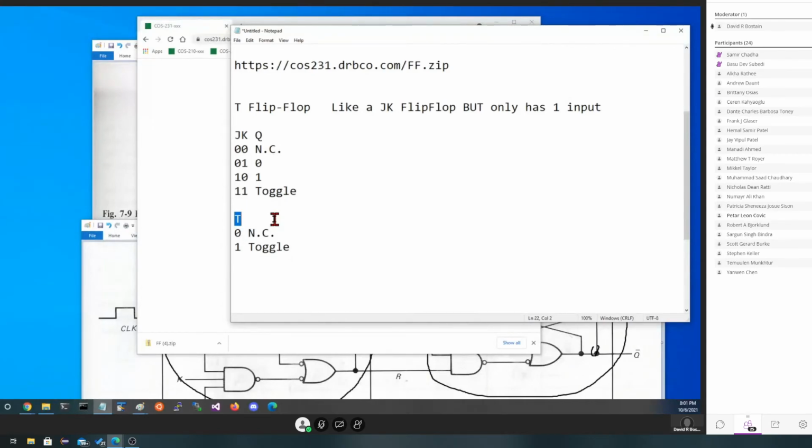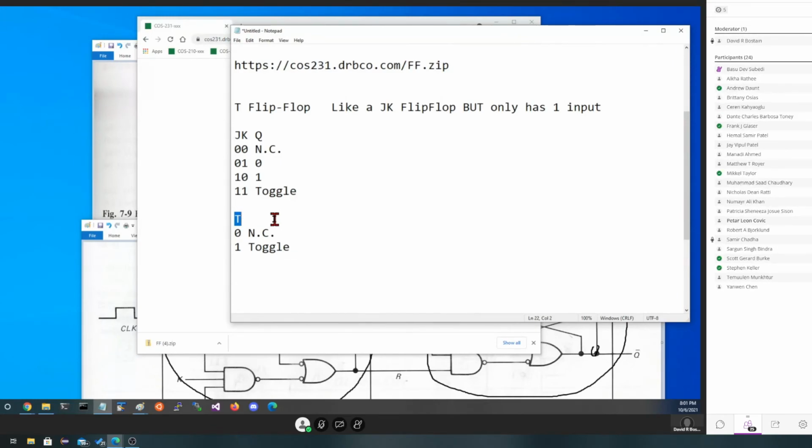Give me a green circle if you think it would be toggle. Oh, you guys are brilliant. That's exactly what it is. T flip-flop is called a toggle flip-flop. Okay, let us move ahead. Let me think what, oh, we're going to look at a data sheet next. That's what it was.